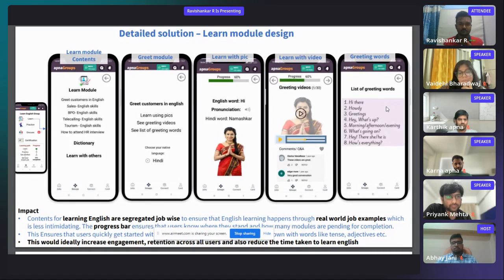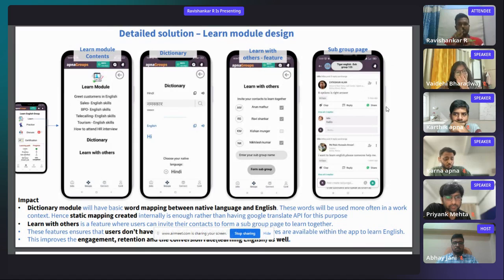That is number one. By doing this, we're able to ensure that English learning happens through a real world job example, which is less intimidating. And the progress bar ensures that users know where they stand and how many modules are pending for completion. This would increase engagement and retention across all users, and also reduce the time taken to learn English.